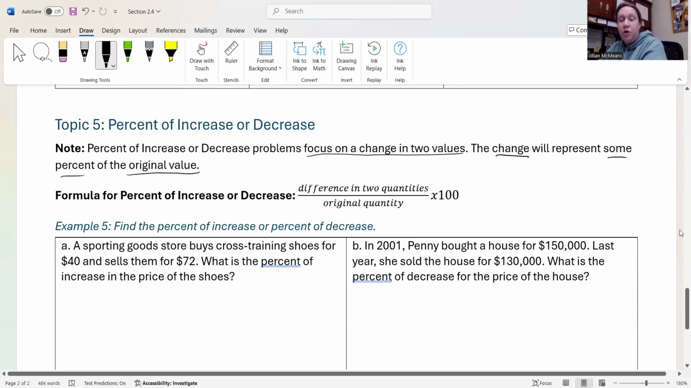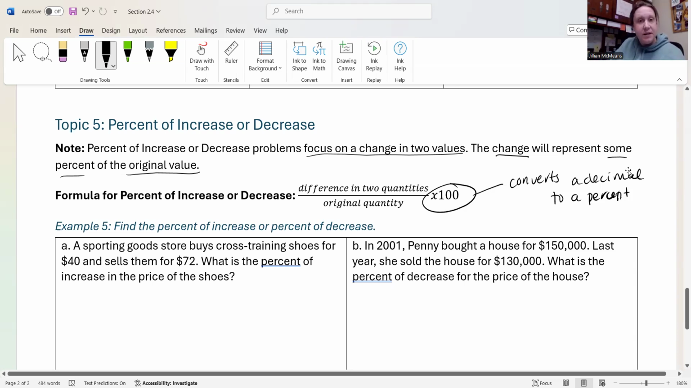This change will represent some percent of the original value. The formula for percent of increase or decrease is: we find the difference in the two quantities, which means we subtract the two quantities, divide by the original quantity, and then multiply by 100, and that'll tell you what the percent is. This multiplication by 100 basically converts a decimal to a percent. Some books will not show this times 100, other books will. I decided to show you the times 100, but ultimately when you divide the difference by the original, you get the decimal and you can easily convert it to a percent. If you multiply by 100, it automatically converts it to percent form for you.